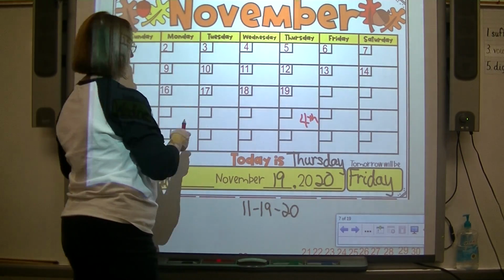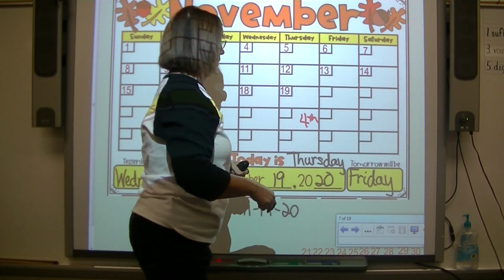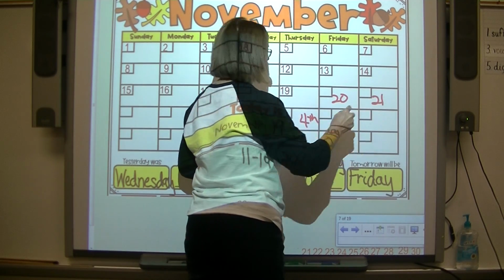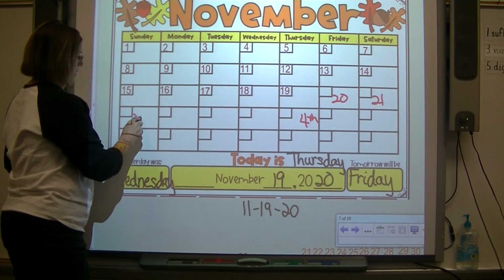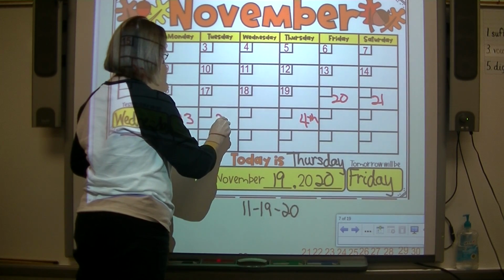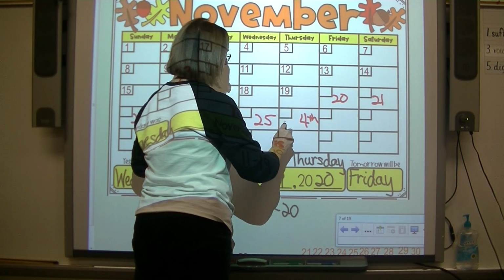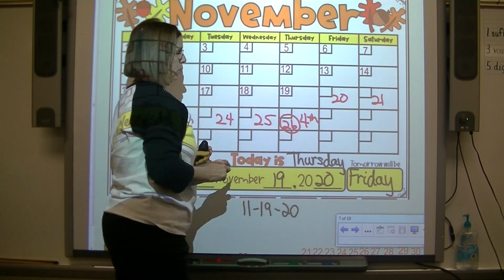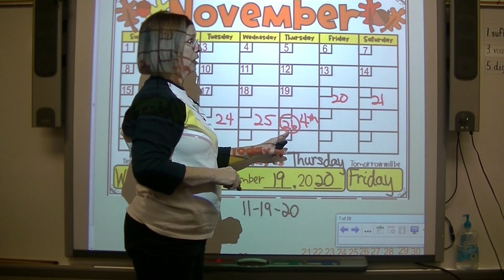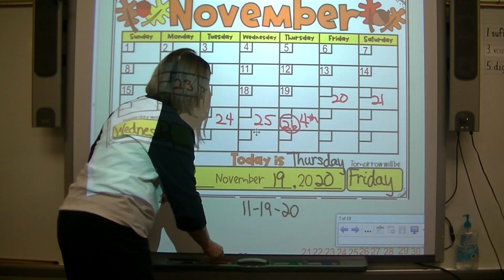Let's just write the numbers in so we'll know what the date of Thanksgiving will be. All right, today's the 19th. Tomorrow will be the 20th. Saturday will be the 21st. Sunday will be the 22nd. Monday will be the 23rd. Tuesday will be the 24th. Wednesday will be the 25th. Thursday will be the 26th. So, the fourth Thursday in November, first one, second one, third one, fourth one, is going to be November 26th. That is going to be Thanksgiving. That's the date for Thanksgiving.